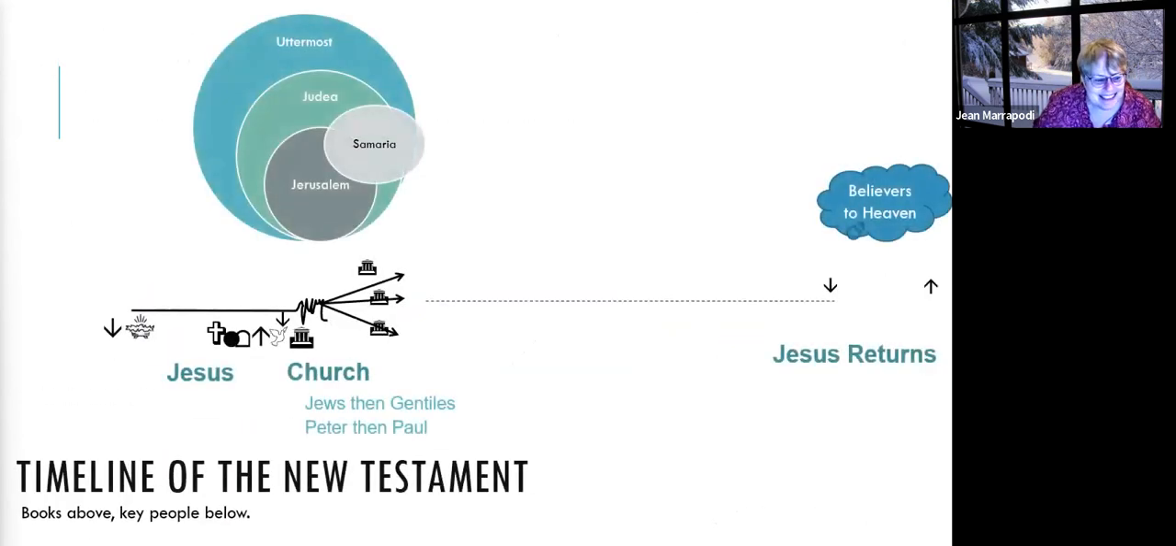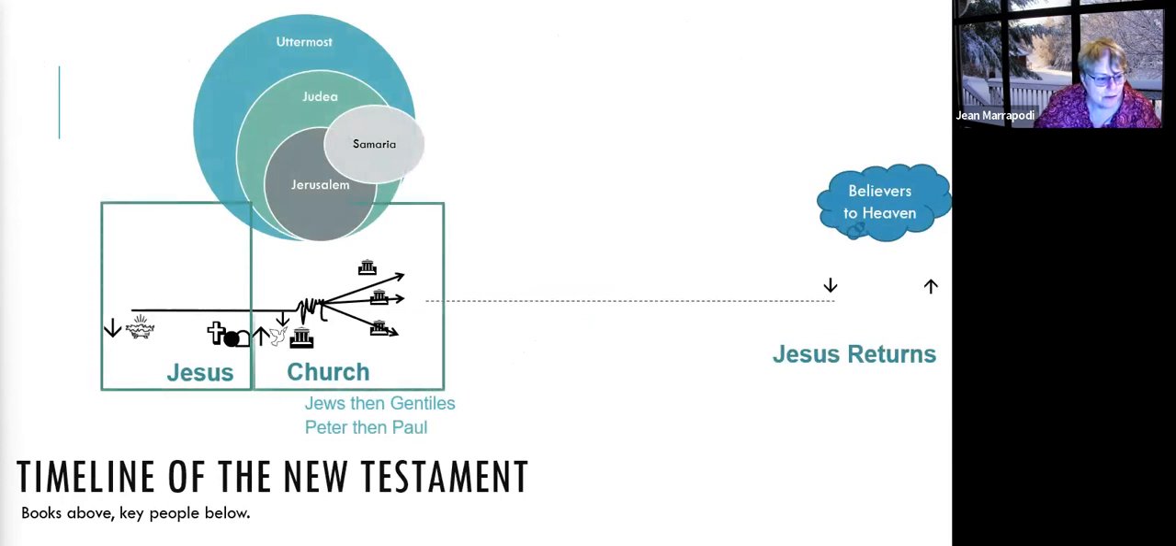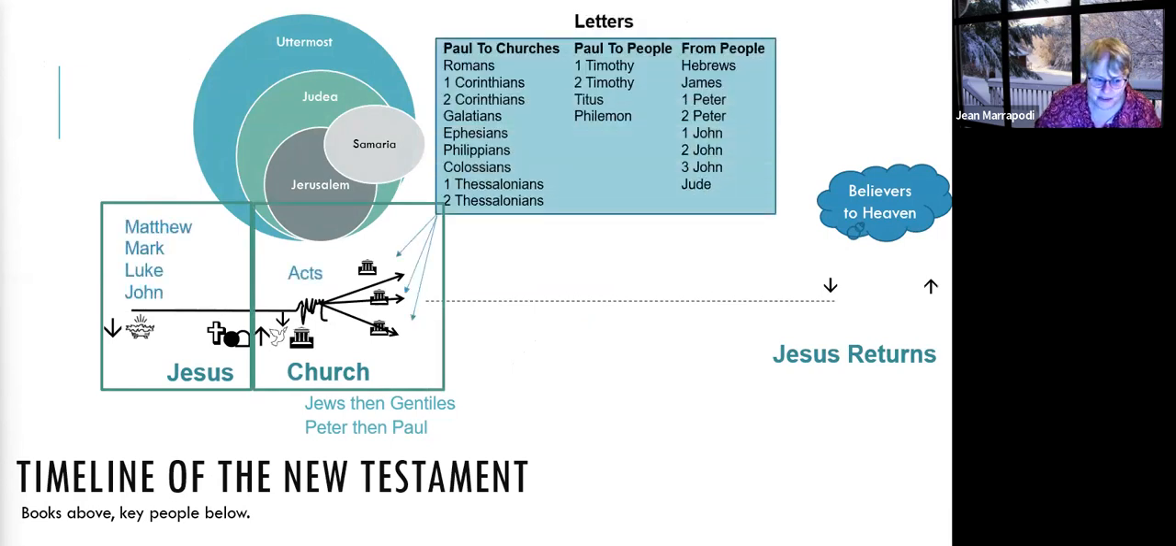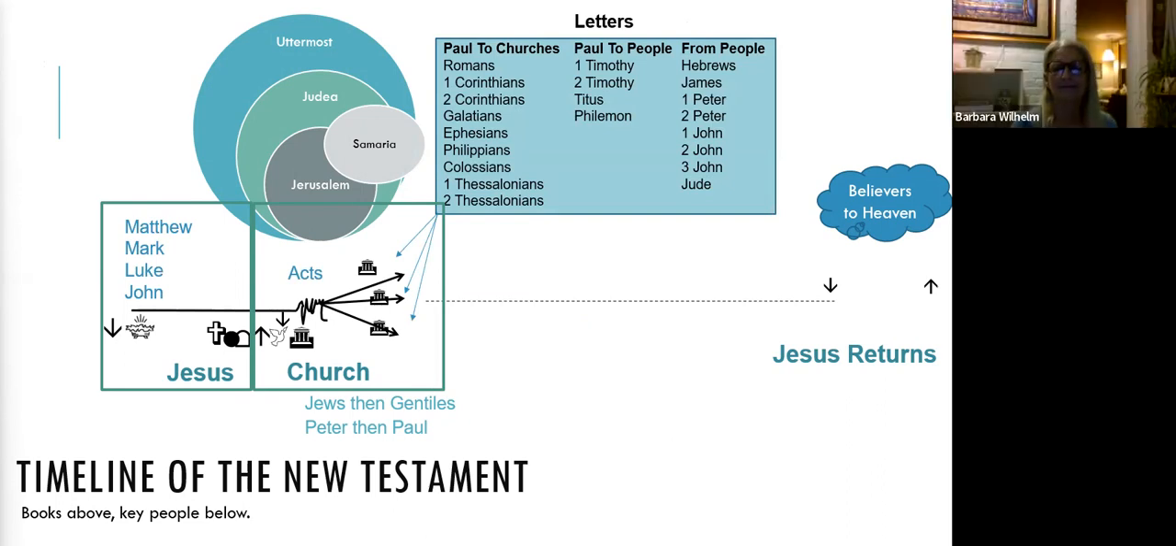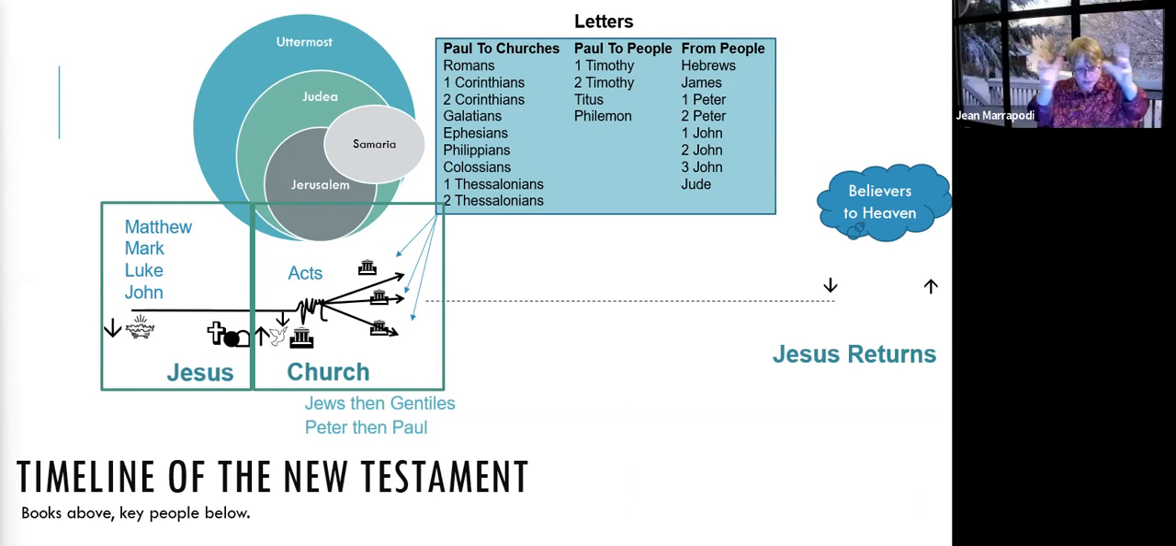And so now we have our timeline of the New Testament, which focuses on Jesus in Matthew, Mark. Where did that go? Where are my books? Matthew, Mark, Luke, and John, and Acts. And then our letters fit in. And our letters focus on the different churches from Paul when he's writing to the churches. And the people were pastors in those churches. And then the letters from people like Hebrews, James, and whatever, were to the Christians who were scattered around.